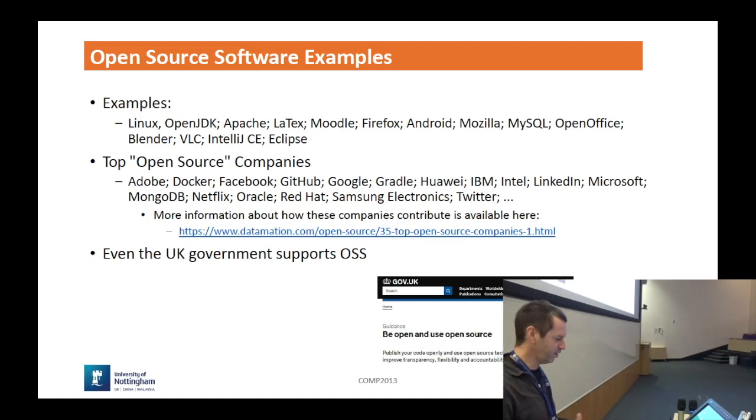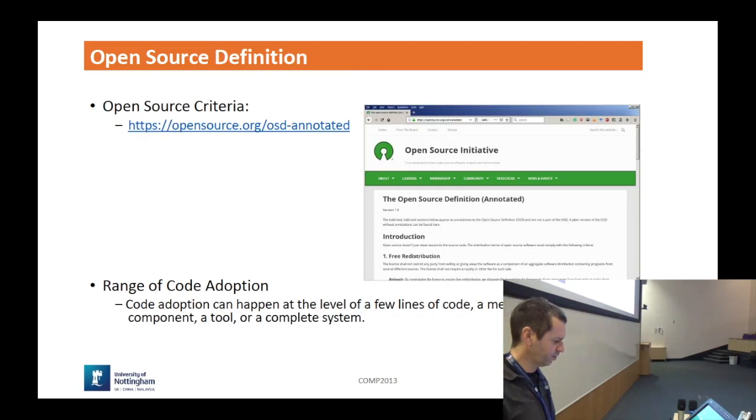There's a set of criteria that is published in order for something to be called open source, right? And there's lots of adoption. What I described a few minutes ago to Sean was just copying and pasting someone else's method and then saying where I got it from. Code adoption can happen at the level of lines of code, a method, a class, a library, a component, or a complete system.